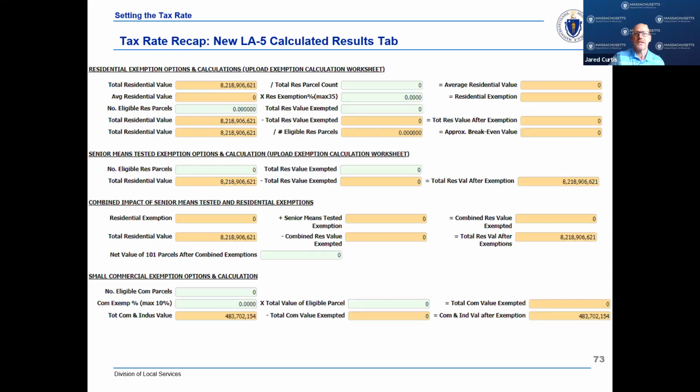The Calculated Results tab of the LA5 computes the impact on the tax rate of locally adopted options such as the residential exemption, senior means tested exemption, small commercial exemption, and the open space discount. In this example, the community did not adopt any additional exemptions that would impact the property tax rates for each class. Next.